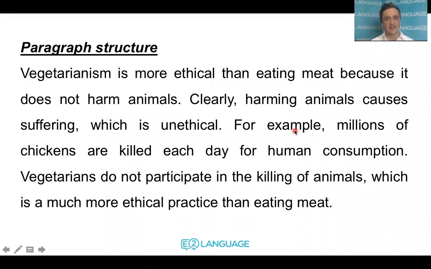Right. This is a good paragraph structure. I wrote this before. Okay, so we had our introduction. This is an example paragraph which is very coherent and logical. It says, vegetarianism is more ethical than eating meat because it does not harm animals. Clearly, harming animals causes suffering, which is unethical. For example, millions of chickens are killed each day for human consumption. Vegetarians do not participate in the killing of animals, which is a much more ethical practice than eating meat. This is a great paragraph. It's well structured. It answers the question prompt. It follows on from the introduction, and it makes a single point in detail.